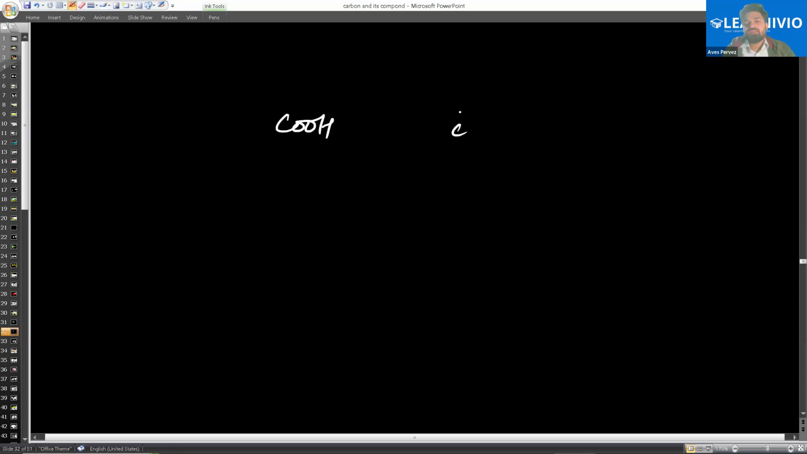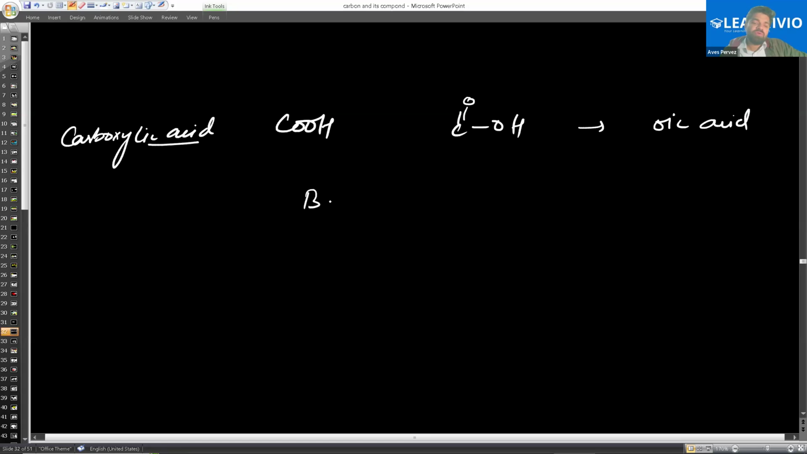In its structural form, it will be represented like this. Its name is carboxylic acid. When we are writing the name of this compound, there is a word, suffix. Suffix means that which is used at the last of the name. The suffix for this one is oic acid, like ethanoic acid. So the suffix for this one is oic acid.